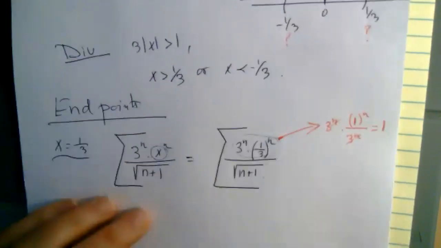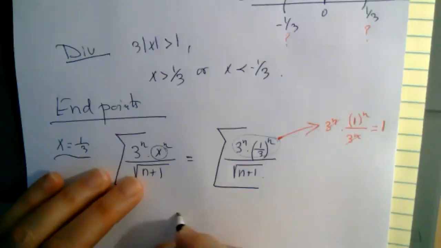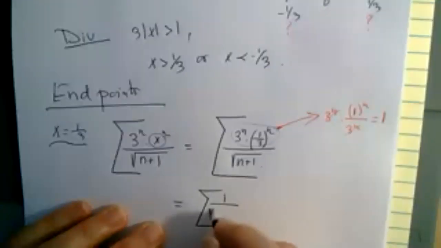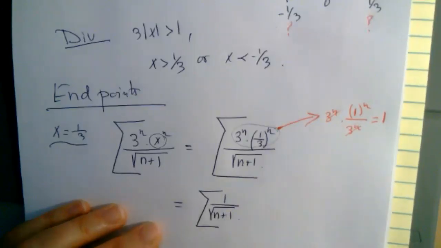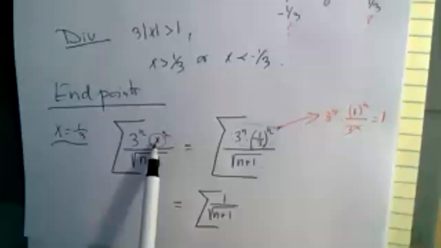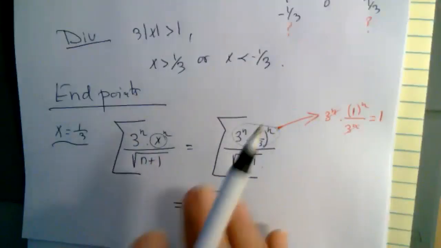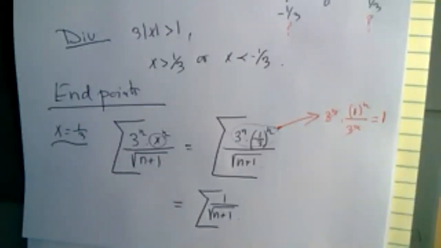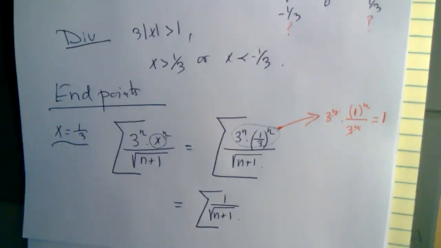So this gives me that the sum is basically nothing more than the sum of 1 over the square root of n plus 1. So if x equals 1/3, then I plug it back into this power series, and I have a series of numbers now, which is 1 over the square root of n plus 1. Now, does this series converge or diverge? What do you think? I want answers, and I want answers.